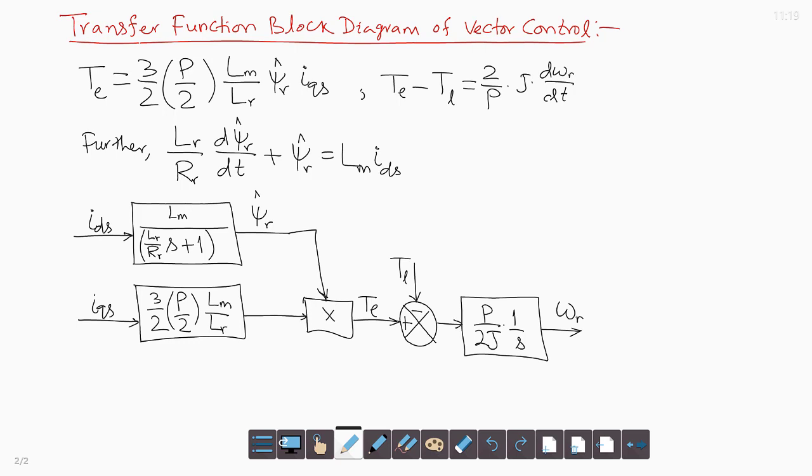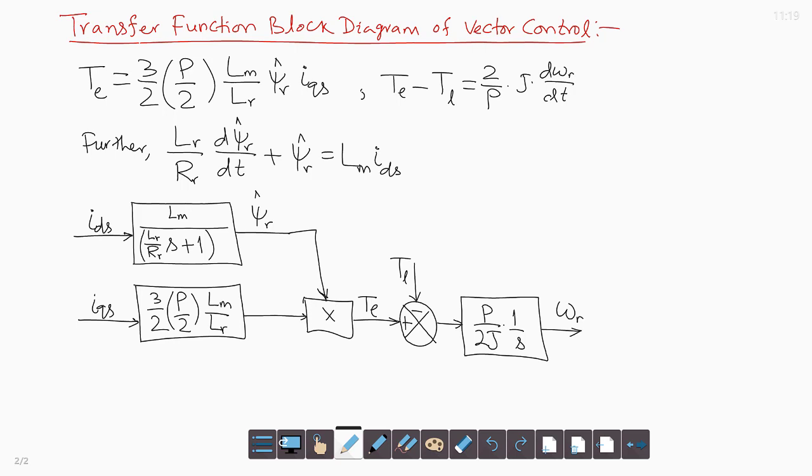As you can see, the electromagnetic torque responds instantly to i q s. T e responds directly and instantaneously to i q s, because there is no s involved, no parameter involved. However, the rotor flux psi r depends upon the current with a time constant.